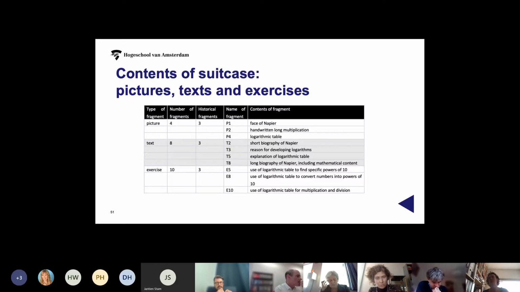quick calculation, 22 fragments in total. That was 4 pictures, 8 texts, and 10 exercises. These were all from different textbooks, and some of them were historical. From the 4 pictures, 3 were marked as historical. From the 8 texts, it says 3, but it should be 4 marked as historical, because you can see 4 mentioned on the right side. And from the exercises, 3 were marked as historical, and I will show some examples, not all of them.